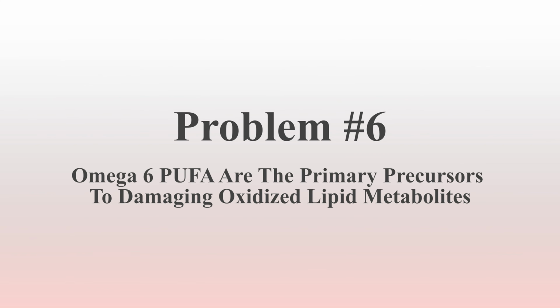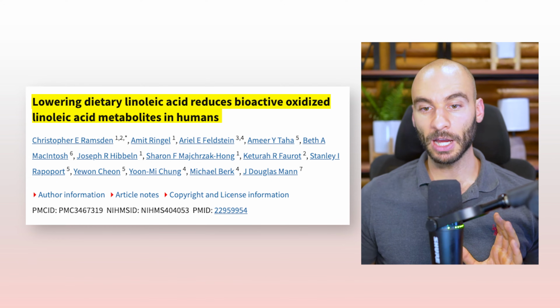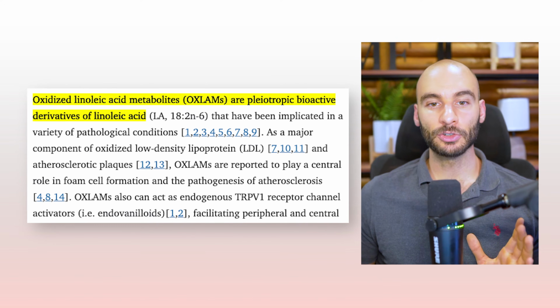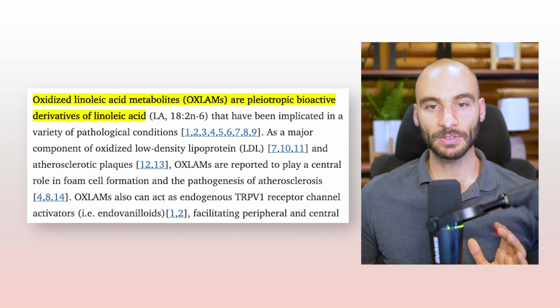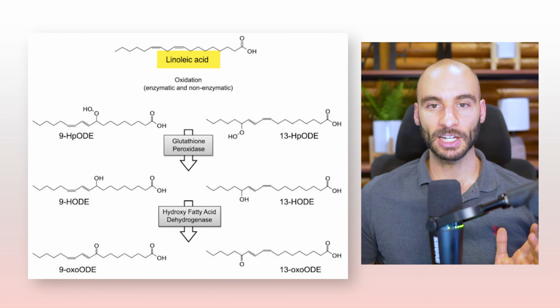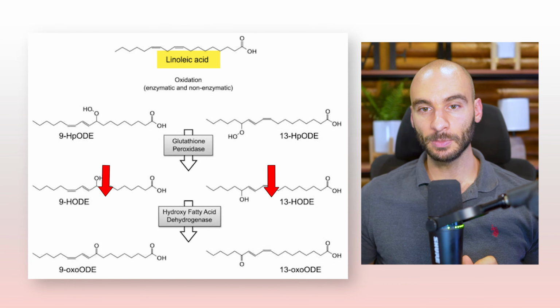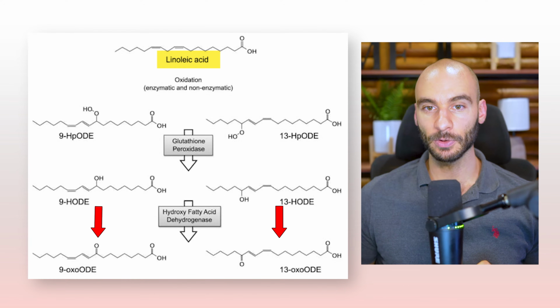The next thing is there are other components called oxidized linoleic acid metabolites, and linoleic acid directly increases the production of these, and they are strongly associated with a variety of pathological conditions. The paper titled here is Lowering Dietary Linoleic Acid Reduces Bioactive Oxidized Linoleic Acid Metabolites in Humans. And the researchers say oxidized linoleic acid metabolites, abbreviated OXLAMs, are pleiotropic bioactive derivatives of linoleic acid. And so we have a graphic here to show you. So you have linoleic acid, the omega-6 polyunsaturated fat. That's what we were seeing with the seed oils I showed you in Chronometer. And it can be converted to these mediators, or it can actually spontaneously, through non-enzymatic action, get converted into these different mediators that we see here.